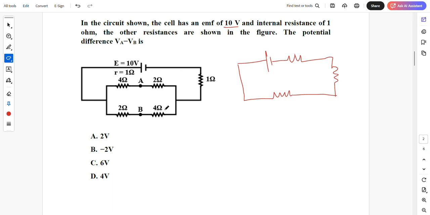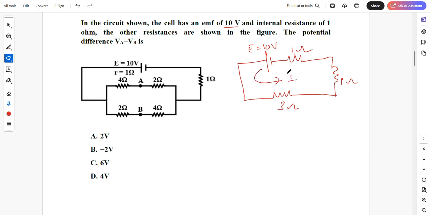6 in parallel with 6 will be how much? 3 ohm, right. This is 1 ohm, the internal resistance. Don't neglect this one. This is also 1 ohm. And E is equal to how many volts? 10 volts.